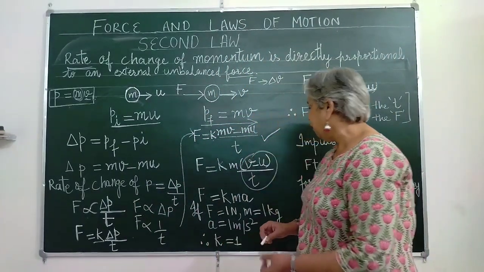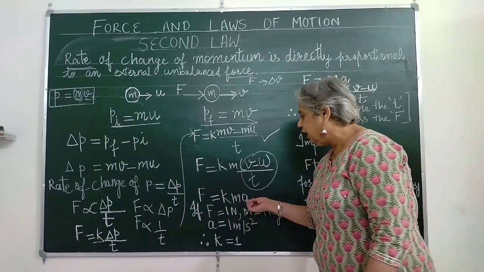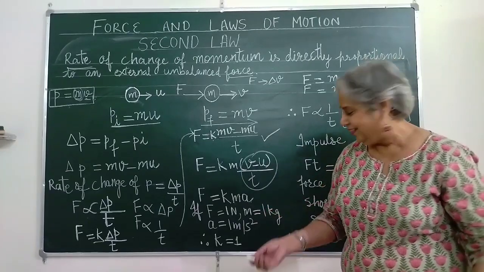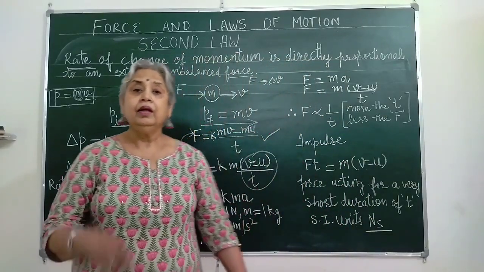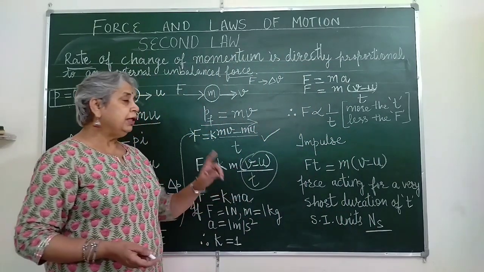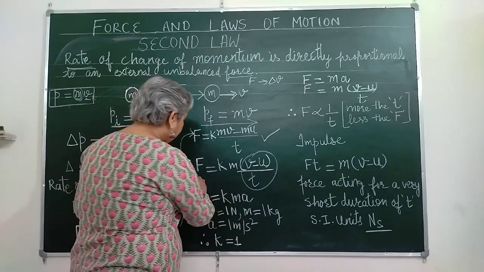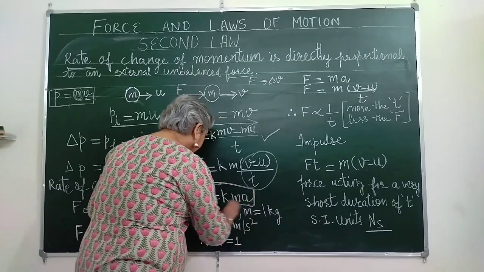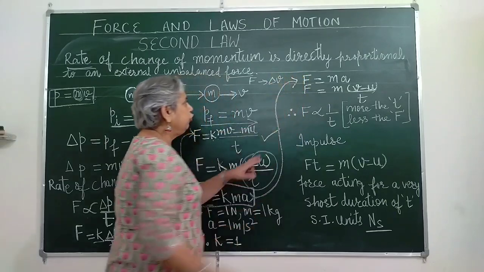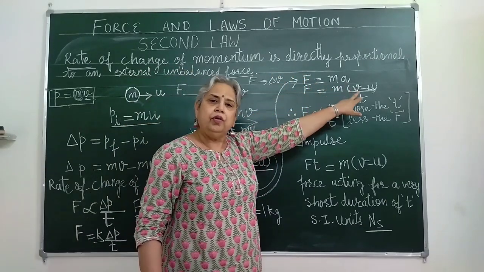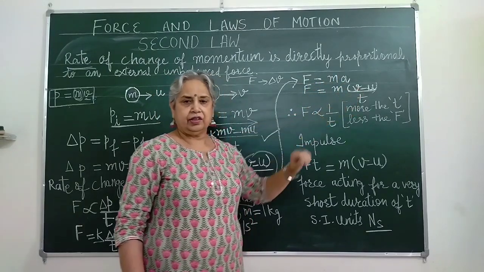So if that happens, F is equal to 1, m is equal to 1, a is equal to 1, then k is automatically equal to 1, isn't it? Now, anything multiplied by 1 remains the same. So, in this formula, F is equal to kma, we can neglect k and we can write F is equal to ma. That is, force is equal to mass into acceleration.